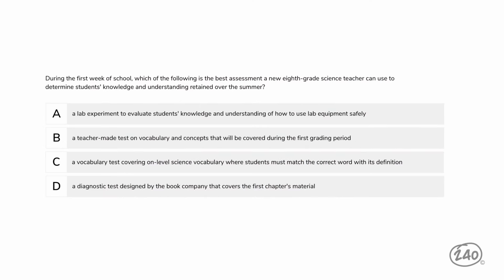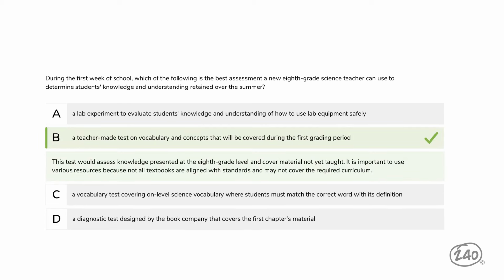Let's look at one from the pedagogy piece. In this question, we're dealing with assessing students during the first week of school, meaning the teacher's trying to get a better understanding of her students' current knowledge. By giving students the assessment in Choice B, the teacher would be able to gauge which of the upcoming vocabulary words her students are already familiar with. This allows the teacher to create lesson plans that perfectly match the students' current ability levels.